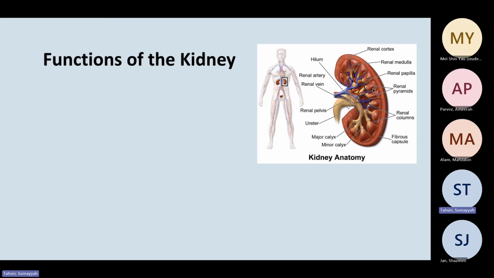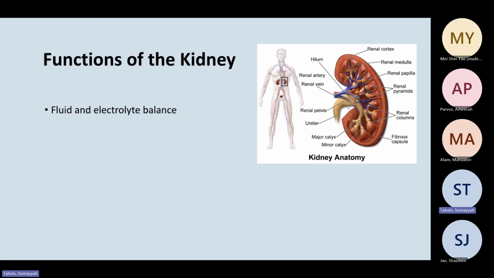The cortex is what holds the nephrons, and these are the functional units of the kidney, which is where ultrafiltration takes place. And then the medulla consists of around 10 to 18 renal pyramids. And then once filtration has happened, the urine collects in the renal pelvis, which goes into the ureter and then empties to the bladder and then is excreted.